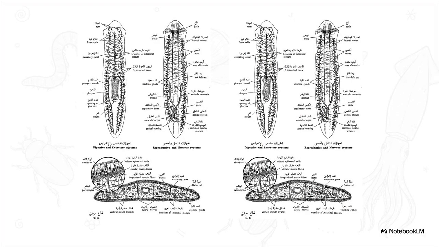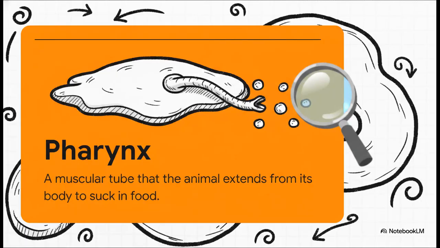And wow, look at this. See what I mean about complexity? This is a huge jump from the simple layers of the sea anemone. On the left diagram, we can see the digestive and the excretory systems, and on the right, you have the reproductive and nervous systems. We're not going to cover everything, but let's focus on a few of the most important structures. Okay, first key term for the planarian, and this is a big one.